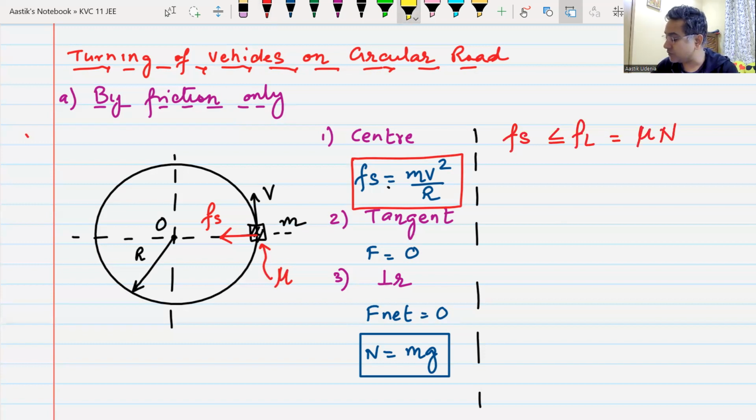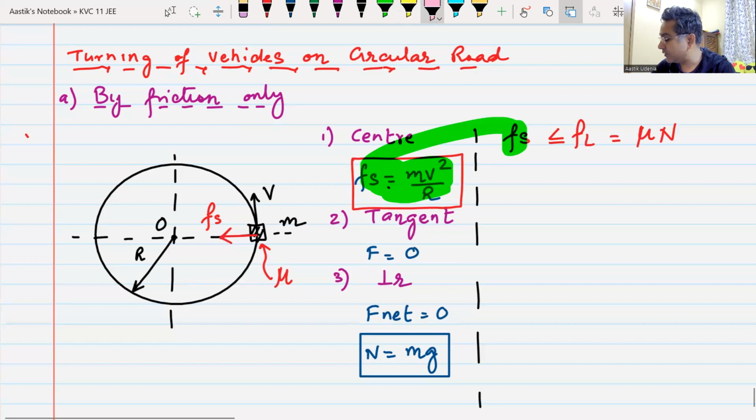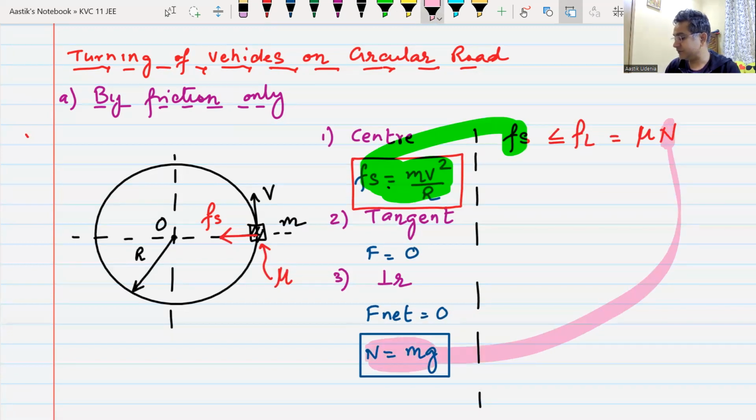So I am just going to put the value of Fs from here and the value of n from here. Can anyone tell me how the equation looks then?